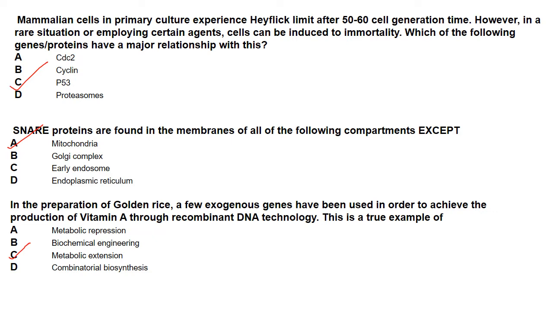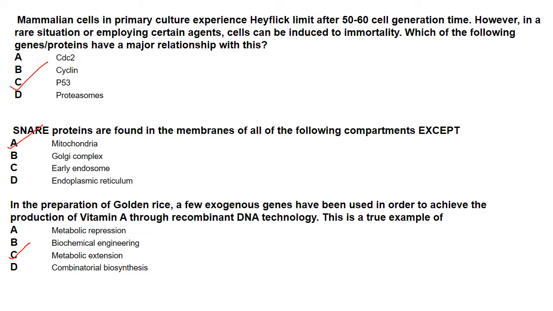So it is P53. P53 is a gene that codes for protein that regulates cell cycle and hence functions as tumor suppressor gene. Once tumor suppressor gene is mutated, the cell becomes immortal. So the answer here is option C, that is P53.